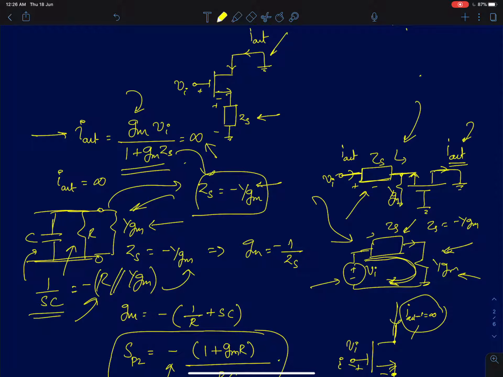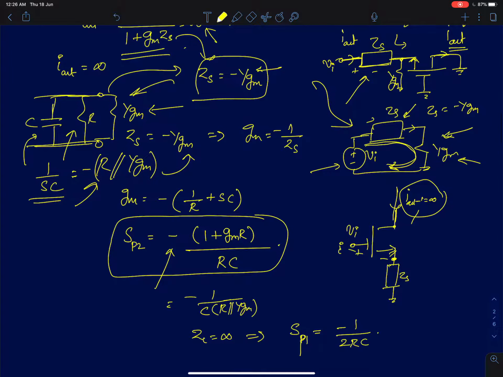Okay, and that happens at Zs becoming equal to minus 1 by Gm. All of this will give you the same results. Finally, the pole can be found as minus (1 plus GmR) by RC. We started with directly using this condition, I out becoming equal to infinity, and we got the same result. I just gave some intuitive explanations using two different circuits. That's it. So these are the two poles. This is the second pole in the circuit, and the first pole we said was minus 1 by 2RC.